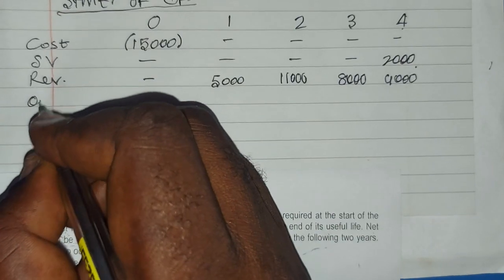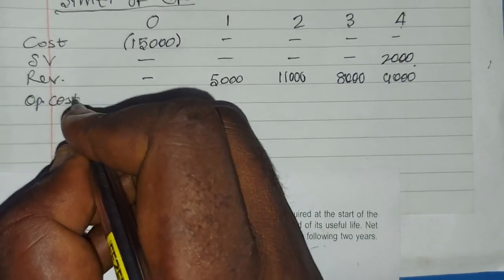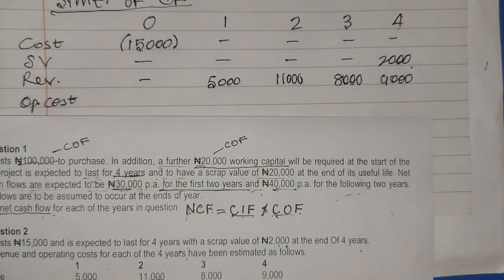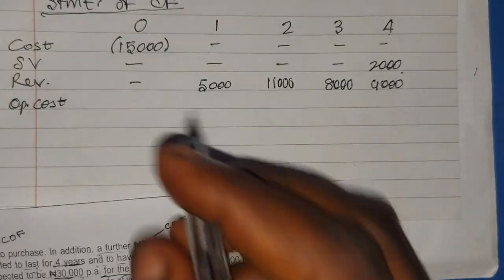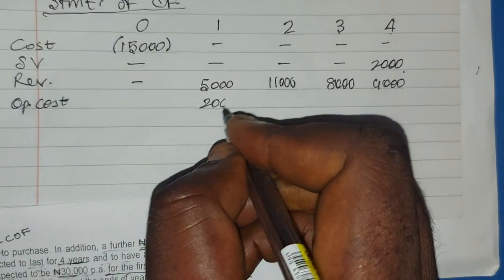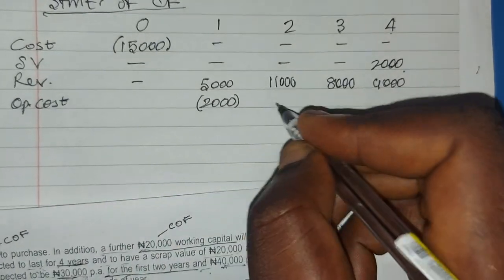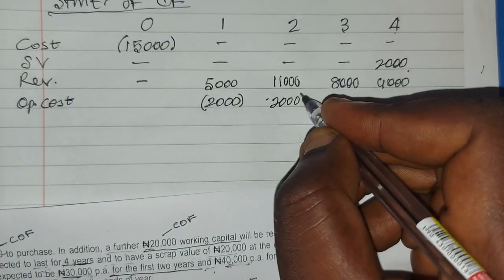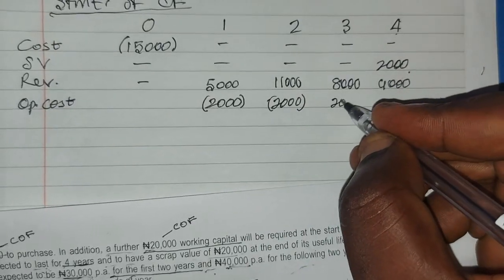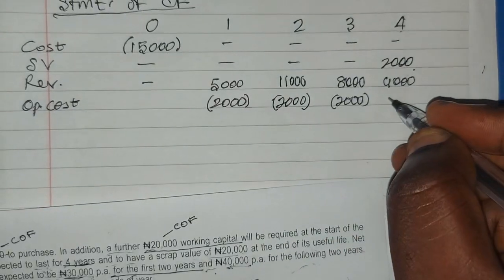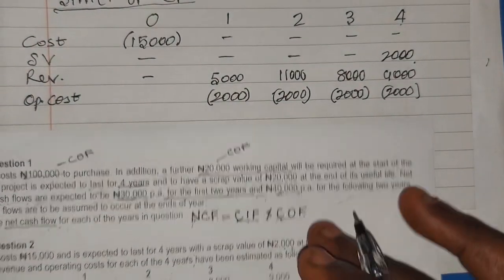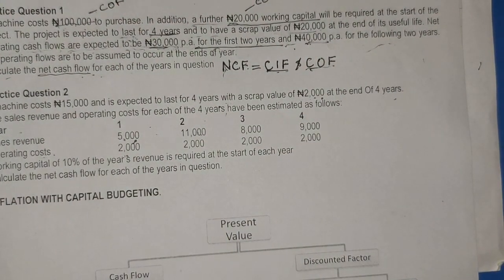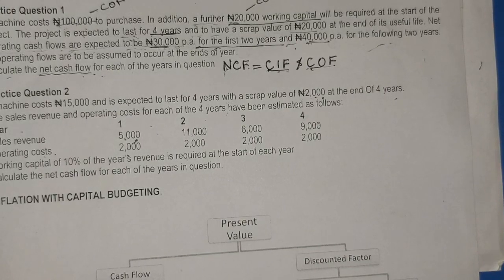Then we have operating cost. Cost is what, class? Outflow. Cost is outflow. The cost is 2,000, so we have 2,000 in brackets for each year. Cost is an outflow because it's an expenditure. It goes out. That's the operating cost.